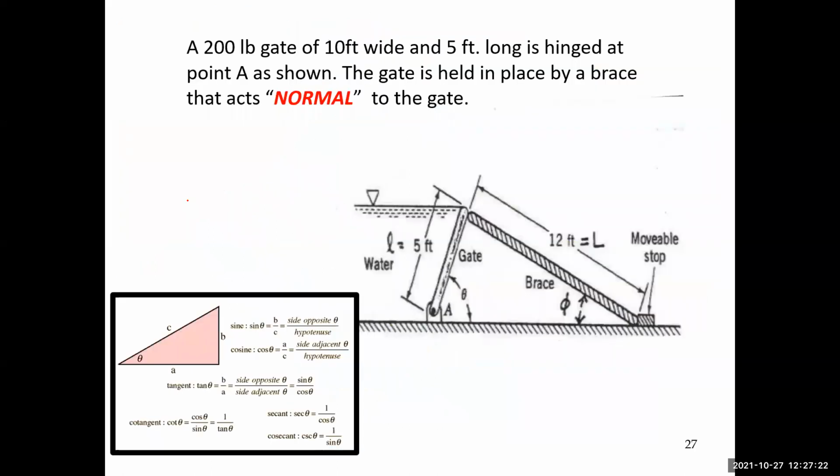So let's look at this particular geometry. I have a 200-pound gate that is 10 feet wide. So that's the depth into the board, 10 feet wide and 5 feet long here. And it's hinged at point A here. The gate is held in place by a brace that acts normal or perpendicular to that gate here. And so this gate has a weight component. And that weight, of course, is acting at the centroid.